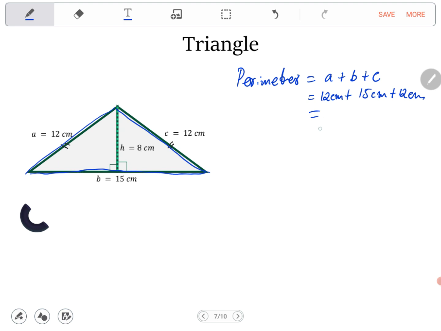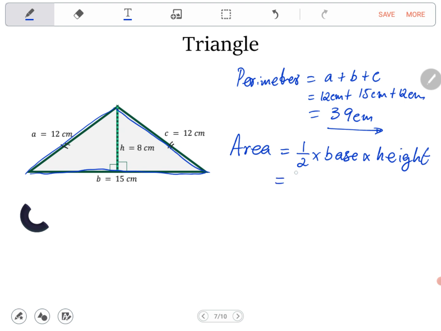So this will give us a total of 39 centimeters. So this will give us 39 centimeters. All right. So then we say the area of a triangle is still half base times height.